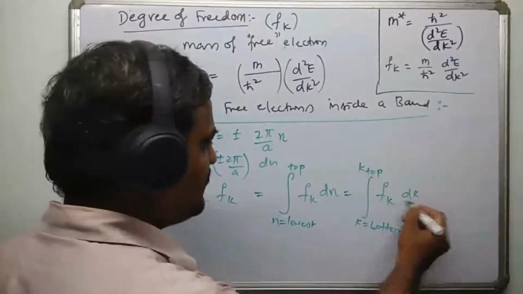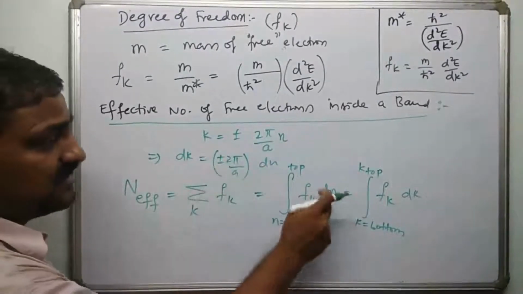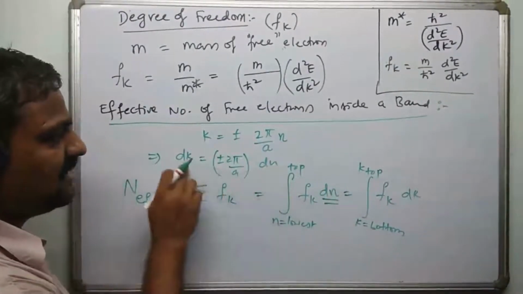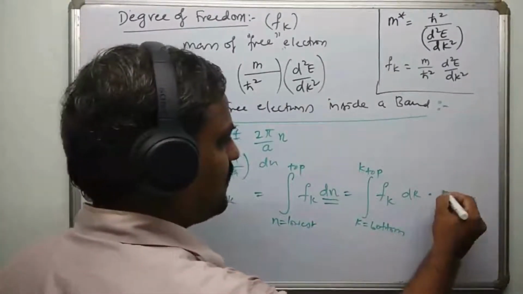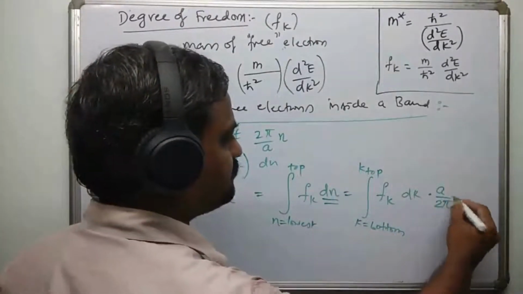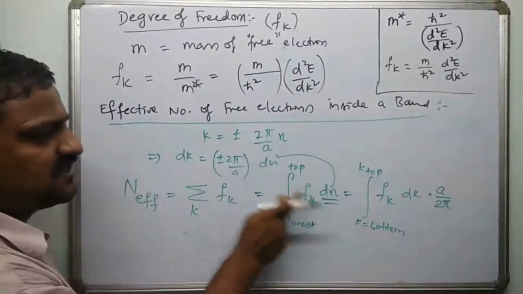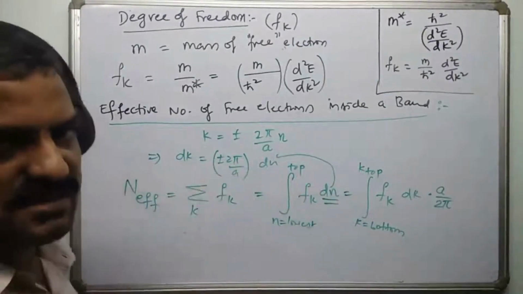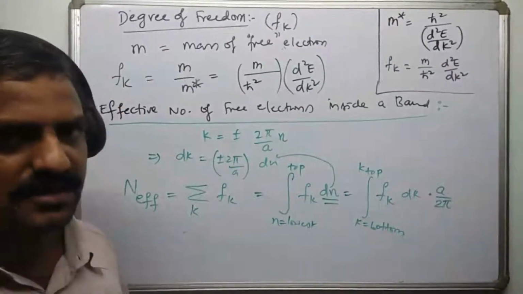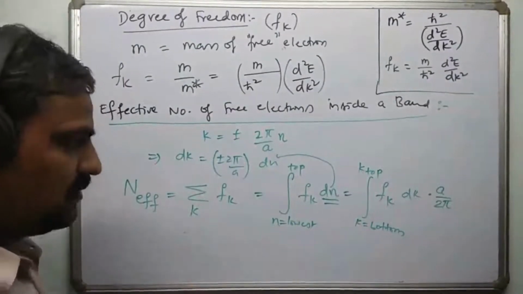And this dn can be safely replaced with a by 2 pi into dk. So I can write this as a by 2 pi. Why? Because in place of dn, I just used this expression. In place of dn, I wrote a by 2 pi into dk. Of course, plus or minus doesn't matter, because I am counting number. Number is always positive, right? So this is going to be the expression, and please pause the video.